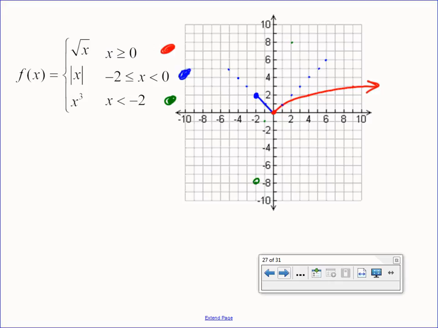There. That's an open circle. And you see that it's really going steeply down to the left. Solid. That's a nice piecewise-defined function.